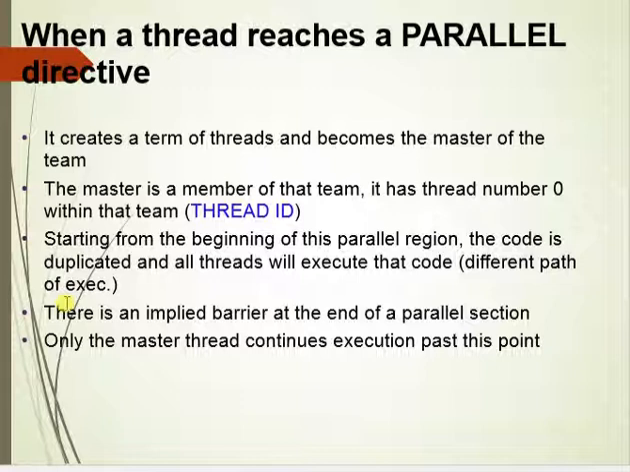There is an implied barrier at the end of the parallel section. Only the master thread continues execution past this point. One more point is that the master thread creates other threads by using a fork function, and their IDs are greater than 0.